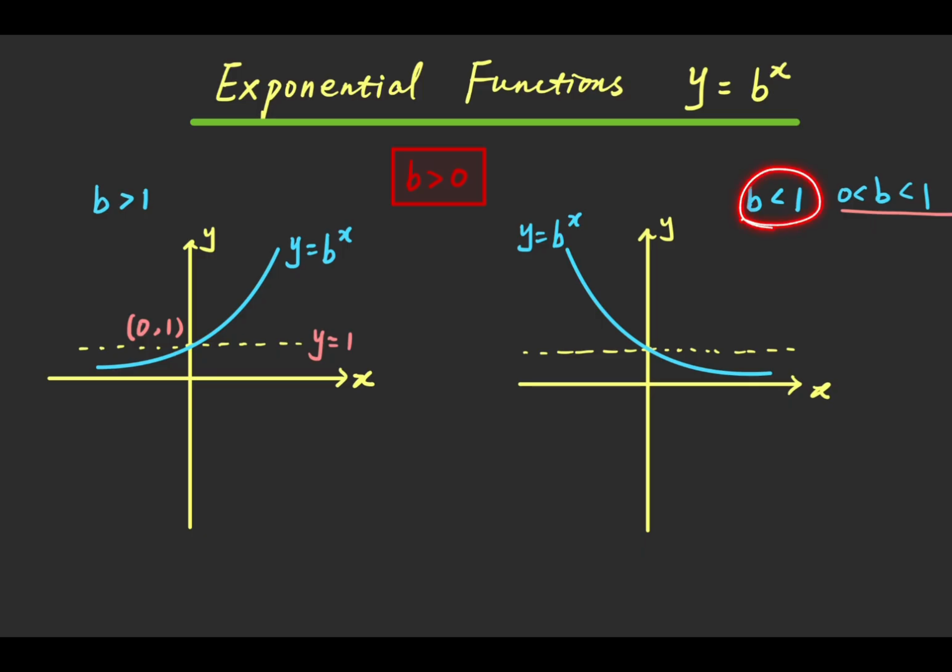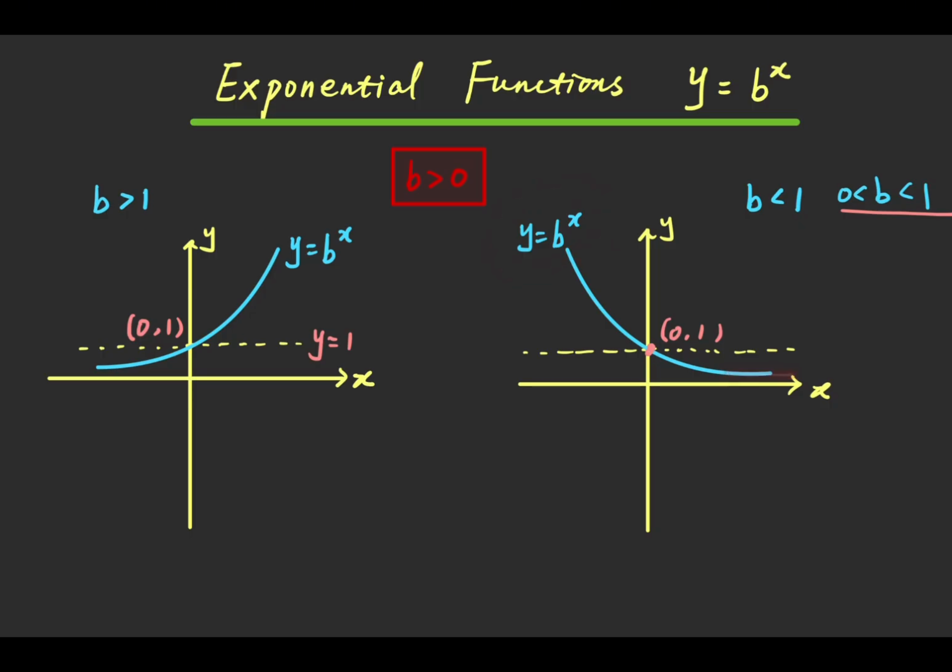Let's move on to the second situation, b less than 1, simultaneously greater than 0. In this situation, the graph of this exponential function is a decreasing function. It starts in quadrant 2 and goes into quadrant 1. Of course, the function also passes the point 0, 1. Or we can say this point must be on the graph of this function.